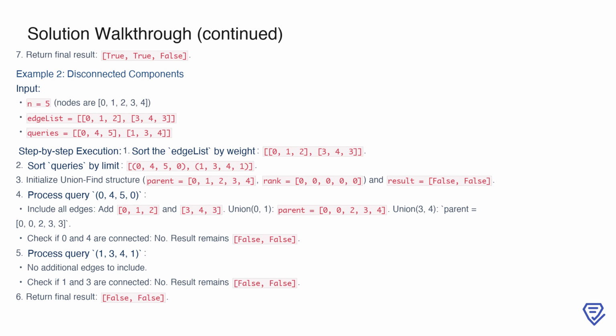Now, moving to the second example, we work with 5 nodes and an edge list that contains only 2 edges, highlighting scenarios where not all nodes are connected. Again, we start by sorting the edge list by weight, ensuring edges are processed in ascending order. We also sort the queries by their weight limits, appending indices for the final result. The union find structure is initialized similarly to the previous example, with each node representing its own component. The result array is set to false for both queries initially.